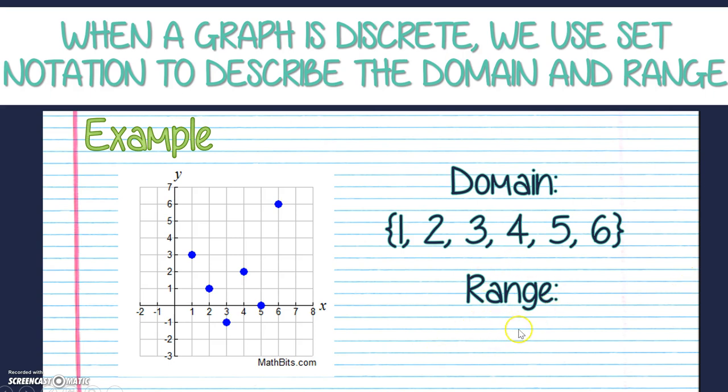All right, and then our range is the y values. So it's how low to how high. Our lowest value is -1. Our next value is 0. Next value is 1. Next value is 2. Then we have 3. And then we skip up here to 6. So our range, again with the squiggly lines, is -1, 0, 1, 2, 3, and 6. There are no points at 4 or 5, so we do not list those in our range values. We only list the values that are actually being used.